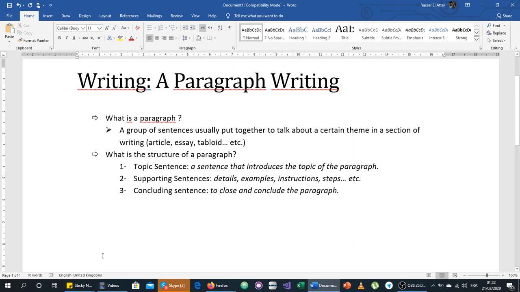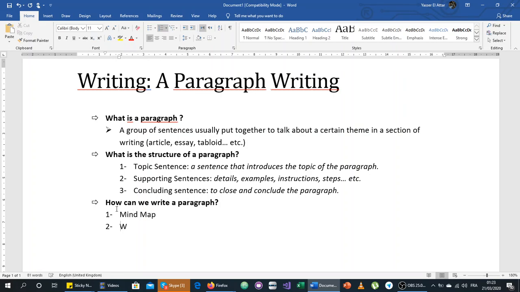So we go back here. Now we know what a paragraph is. We know what the structure of a paragraph is. Now, how can we write a paragraph? To know how to write a paragraph, we have to know certain steps. The first thing is to make a mind map, and then we go to writing. What do we mean by a mind map?